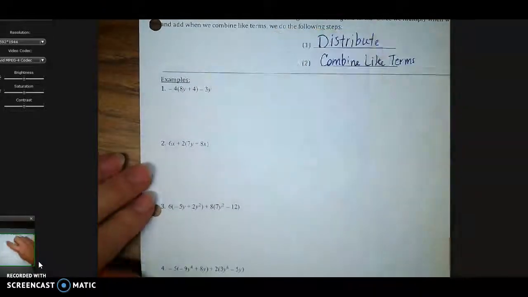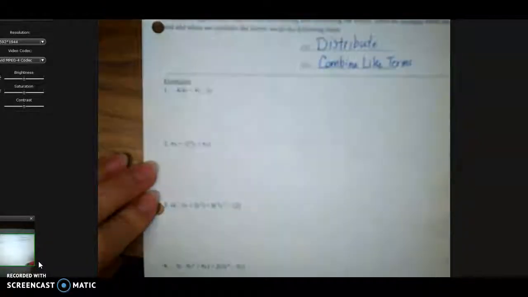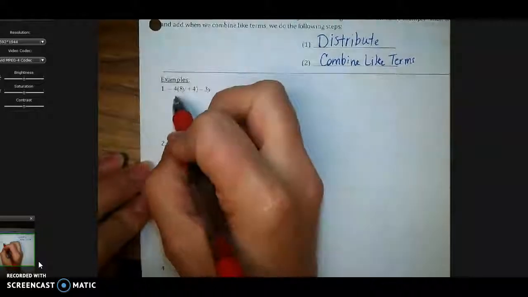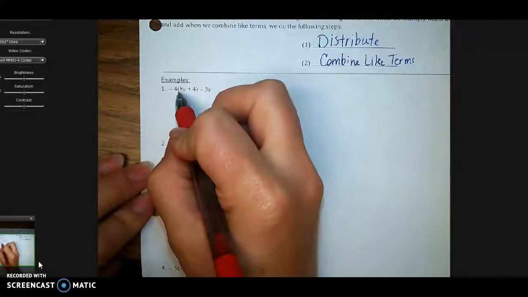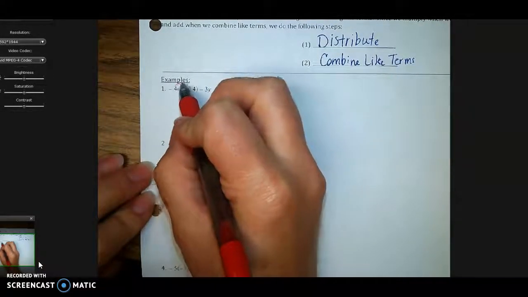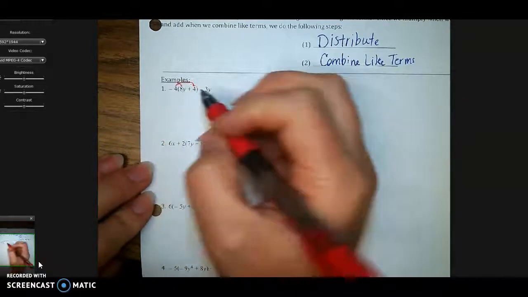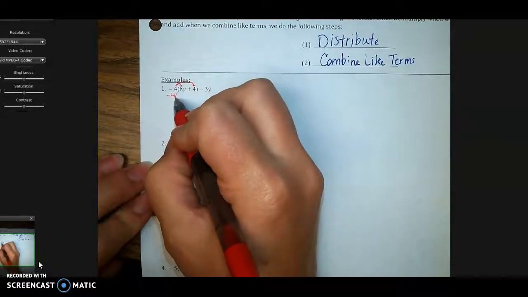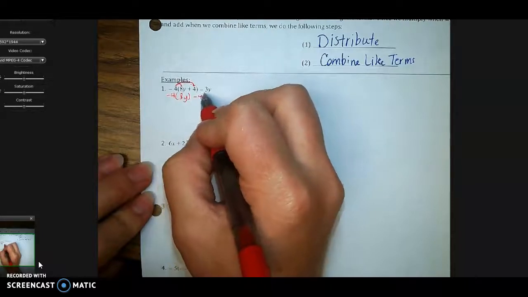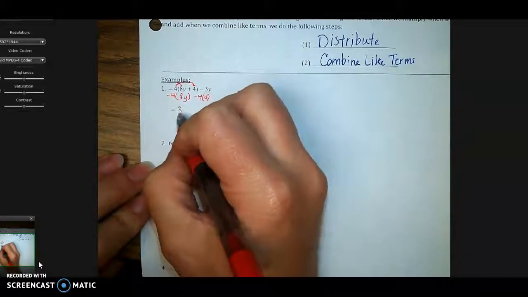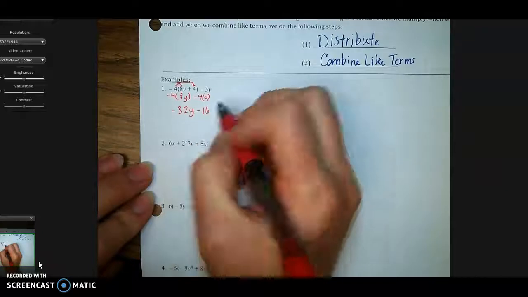Zoom in for you a little bit there. So we need to take care of the distribution first. This 4 is right next to this parenthesis again, so that is how I know what I'm going to distribute. I'm going to do negative 4 times 8y and negative 4 times 4, which gives me negative 32y minus 16.